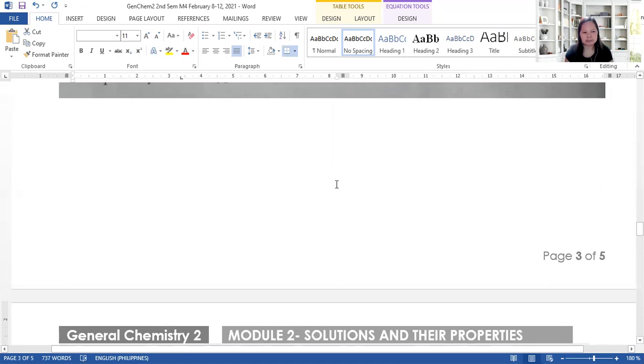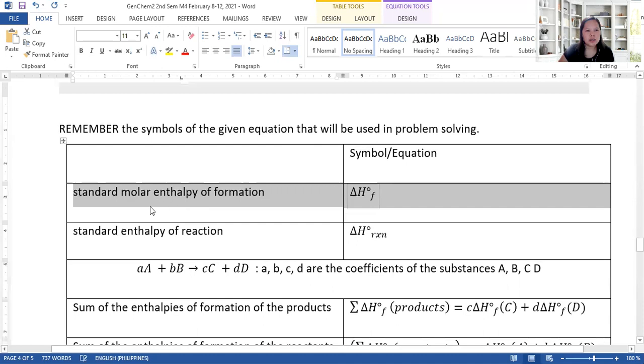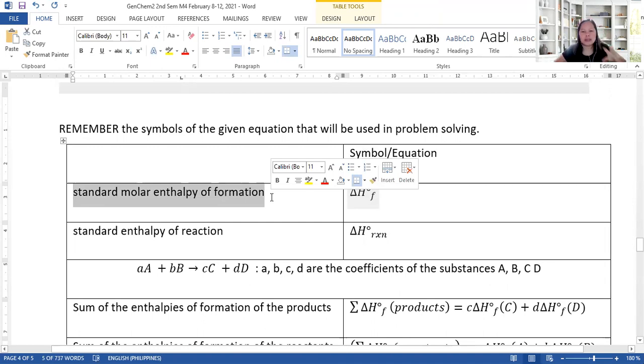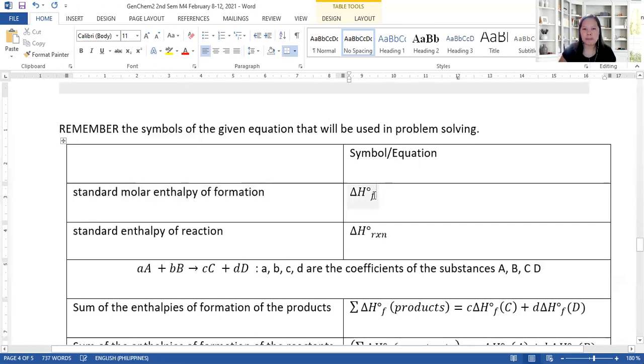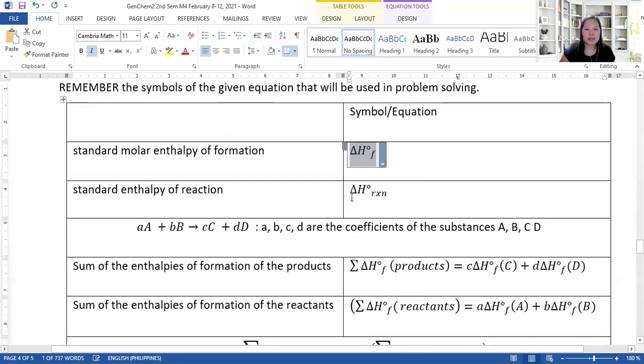It's like the boiling point of water is 100 degrees Celsius. It's constant. So the value of each compound in the chemical reaction when it comes to standard molar enthalpy of formation is also constant. It will not be difficult for you to find the value of each compound in a given thermochemical equation. You just have to familiarize yourself with this symbol or equation. So when you see this symbol delta H degree sub F, it means standard molar enthalpy of formation.